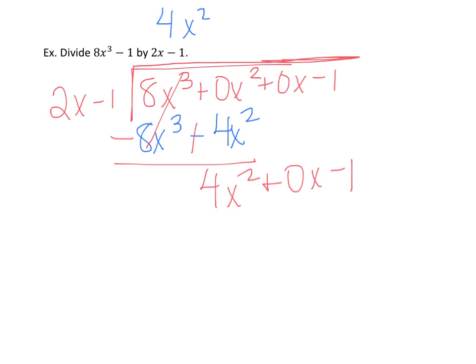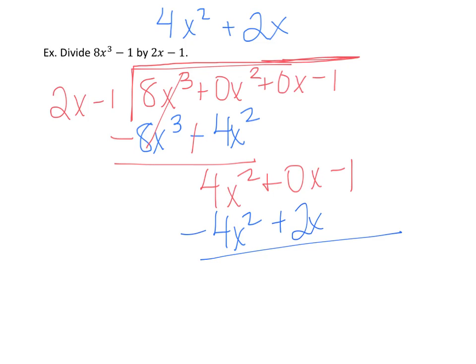What do you have to multiply by 2x to get 4x squared? Positive 2x. 2x times 2x would be 4x squared. 2x times negative 1, negative 2x. Change your signs and combine. They fall out. Get 2x minus 1.